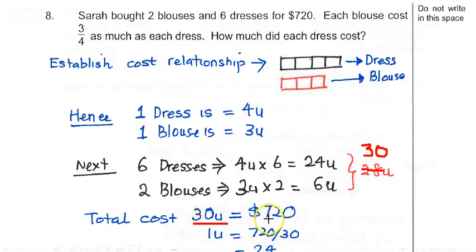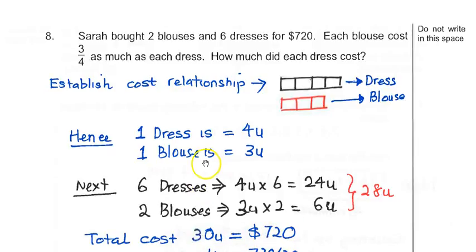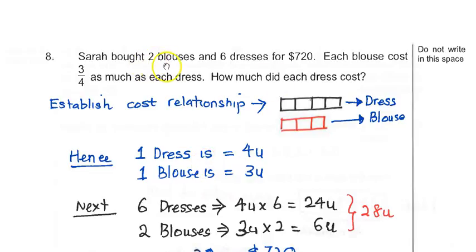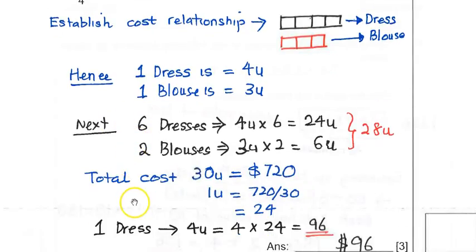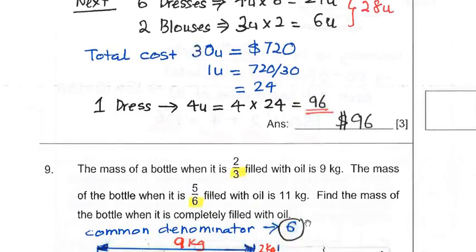Now 30 units is 720. How do you know? Look here. Everything, 2 blouses, 6 dresses is 720. Alright? 30 units. Sorry, over here 30 again. This one, 30 units. Right? 30 units is 720. Okay, now let's go down again. 30 units, 720. 1 unit is this 24. So to find one dress, which is 4 units, 4 times 24 is $96. Next.